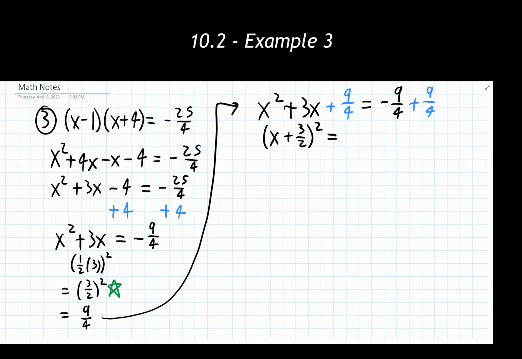And on the opposite side, I have this negative 9 over 4 plus 9 over 4. That's just going to become 0. And now I can use extraction of roots. Take the square root of the left side, take the square root of the right side. I'm getting x plus 3 over 2 is equal to, the square root of 0 is just going to be 0. I don't need to include the positive or the negative of that because 0 is neither positive nor negative. So from here, now I'm just subtracting 3 over 2, both sides of this equation, and I'm only going to get to one answer in this instance, and that is x is equal to negative 3 over 2.